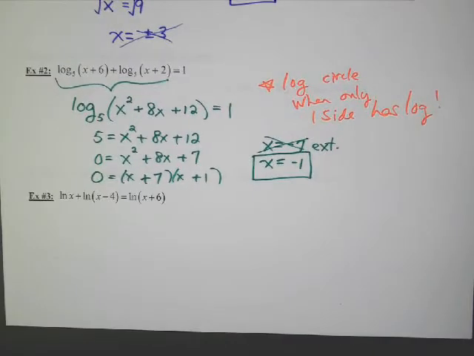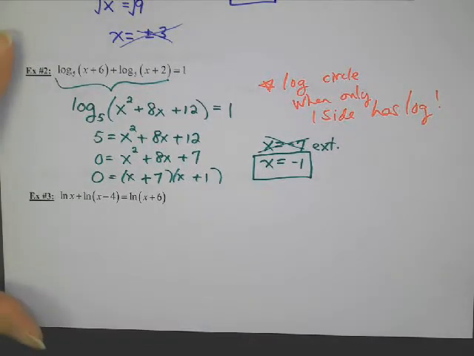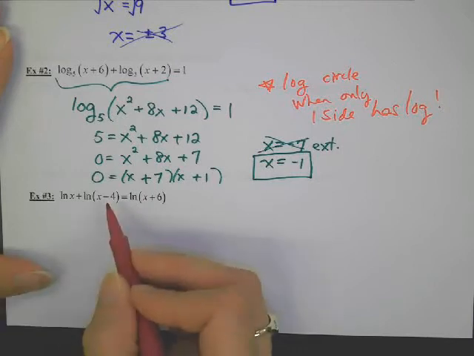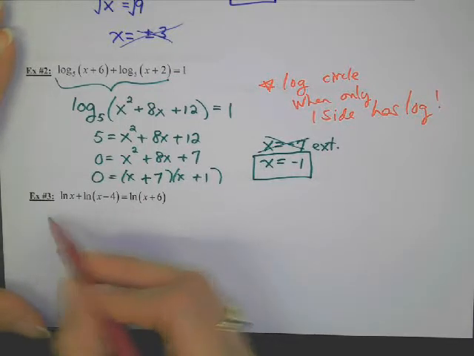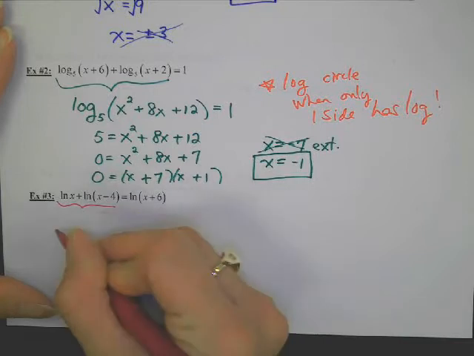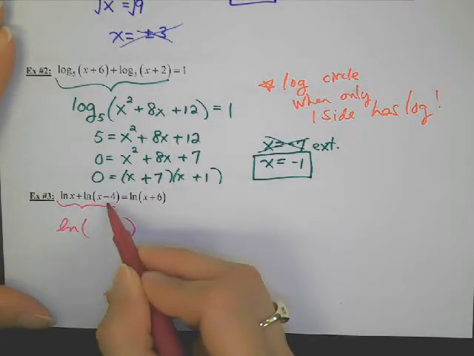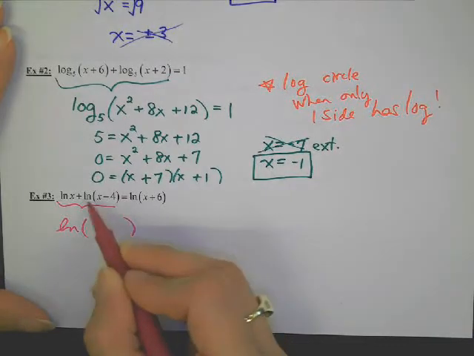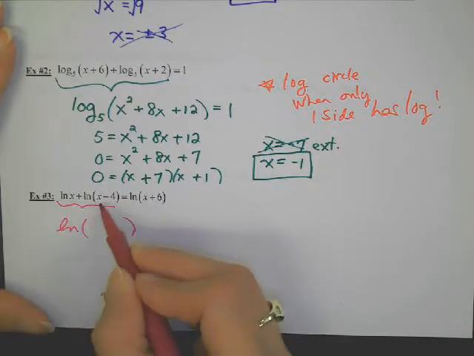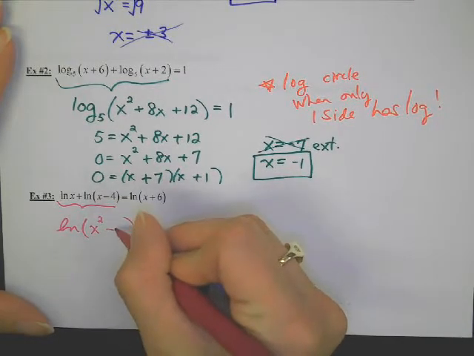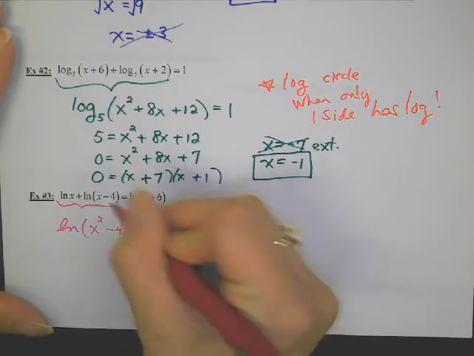Okay, let's do another one. Wow, there's a lot of natural logs here. So I think what I'll do is combine these two. Can you combine two natural logs? Absolutely. I'll make one natural log. And what am I going to do to those when it's being added? Multiply them. Okay, so that makes x squared minus 4x. All right, what do I have on the right?